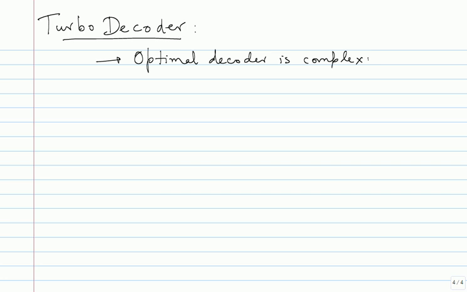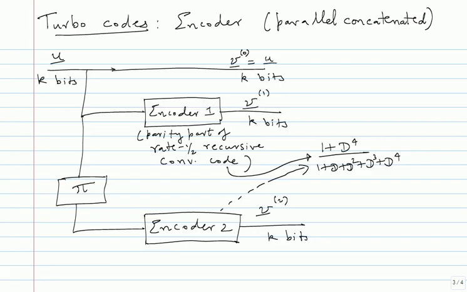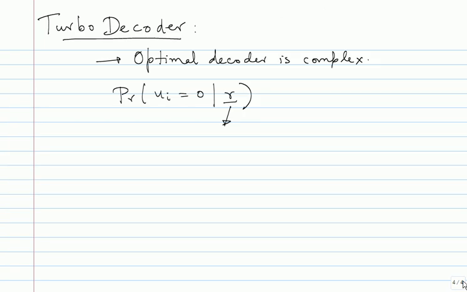But let's look at what an optimal bitwise MAP decoder might want to compute. I want to compute the probability that U_i equals 0 or 1 given the entire received vector. What is this received vector for my previous example? I have a set of received values corresponding to the systematic part. Then I have a set of received values corresponding to the first encoder's parity. And then I have another set of received values corresponding to the second encoder's parity. I'm going to split my received vector into these three parts and see if I can say anything with those things. You'll see that with just a part of the received vector, a soft decision decoder becomes implementable. And then you see how to work with the whole thing.